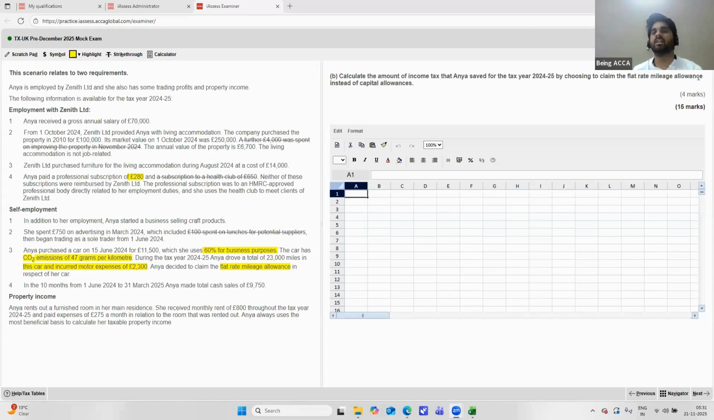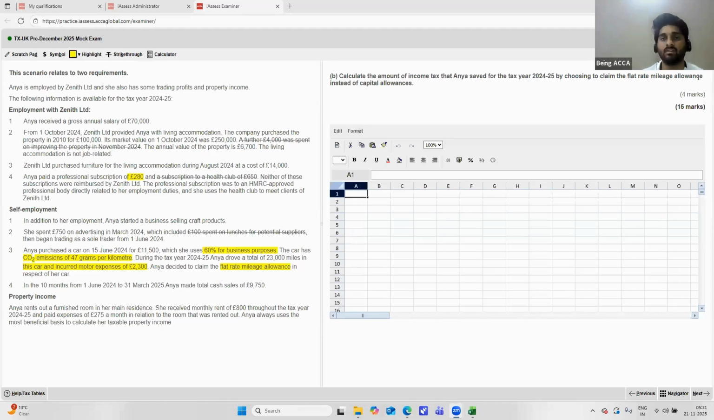But if we are using the capital allowance as part of it, then the flat rate mileage allowance will not be applicable, but the motoring expenses should be considered. So the question here is asking us how much would be the deduction available if we use capital allowances, and how much we have already calculated for the flat rate mileage allowance in the previous question. So we can take those values. And here it's basically asking us how much income tax would have been saved. So it must be the case that the flat rate mileage allowance is giving you more deduction, and because of that, how much income tax is being saved is what we'll be calculating.